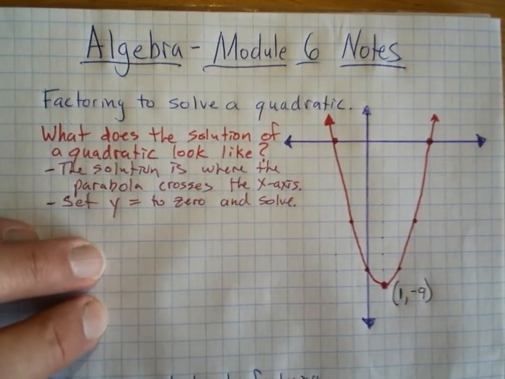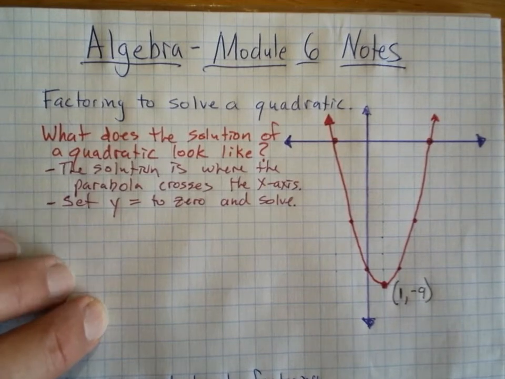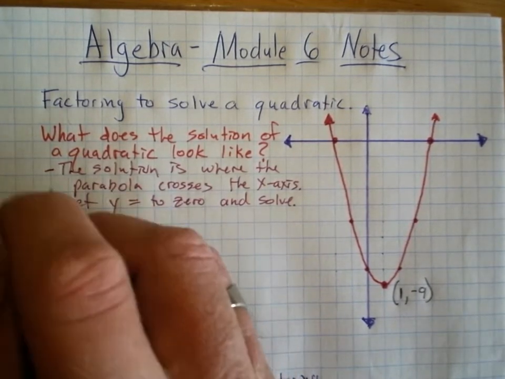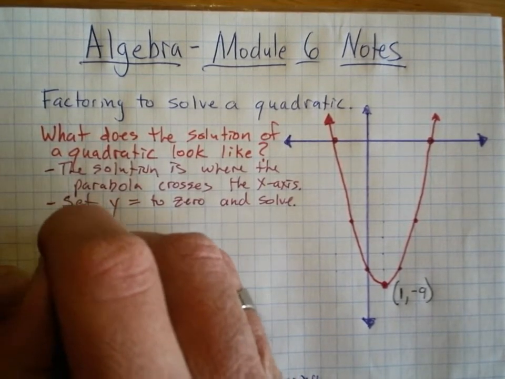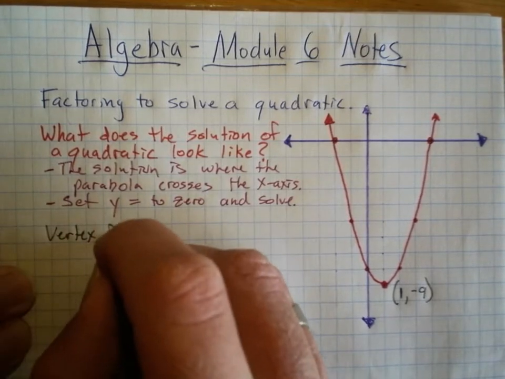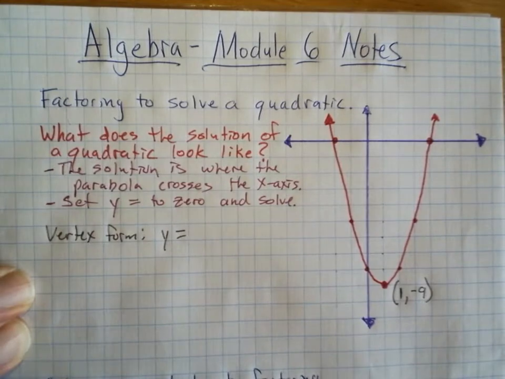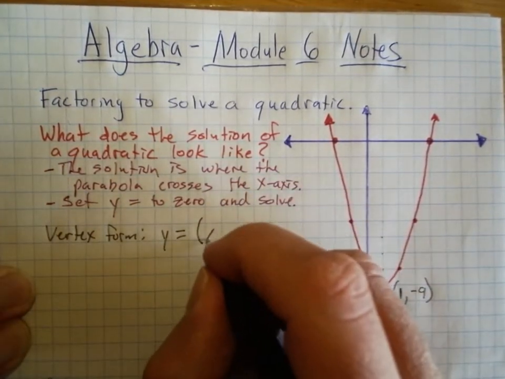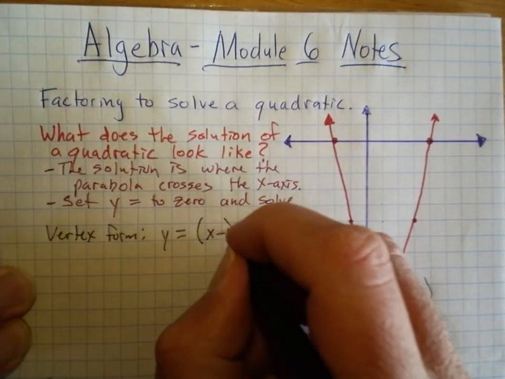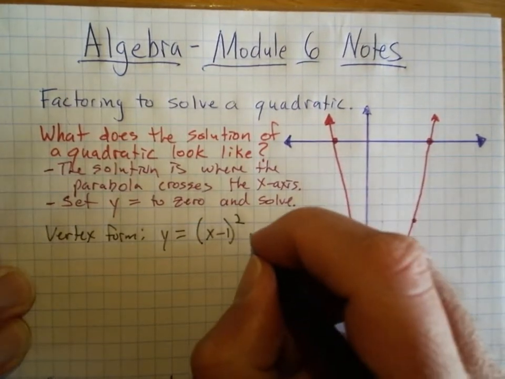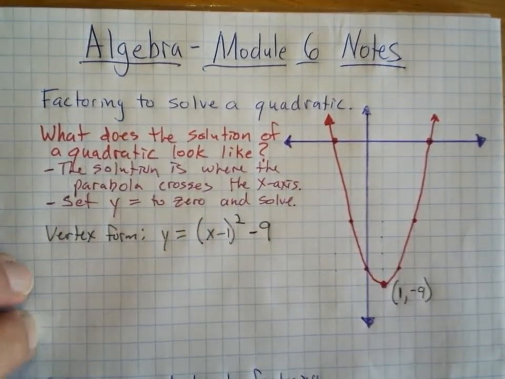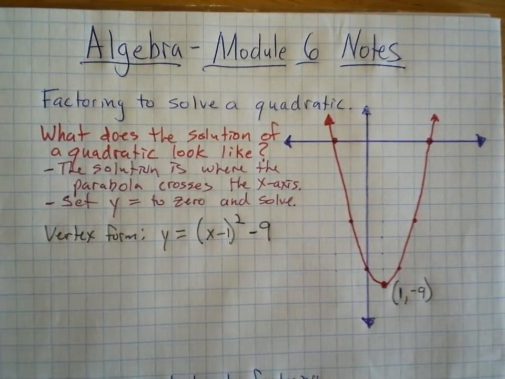We know that this is just a very standard basic quadratic. We can write the vertex form of this quadratic as y equals x minus 1 squared minus 9, and we actually have now the vertex form of this equation. Sweet, okay?